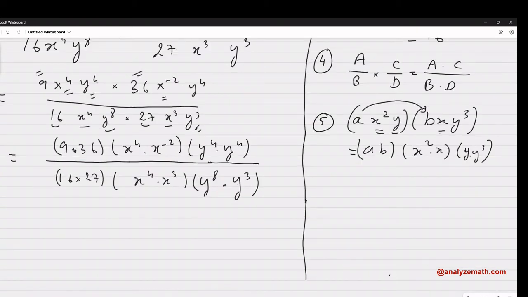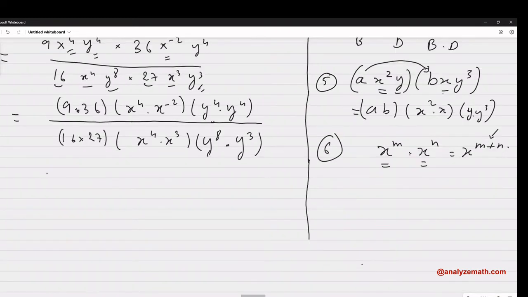Now the next rule I am going to use is the following. If I have x to the power m multiplied by x to the power n, that will give me x to the power m plus n. So exponents with the same base, you multiply them, and the exponent is the sum. So let's apply the rule.